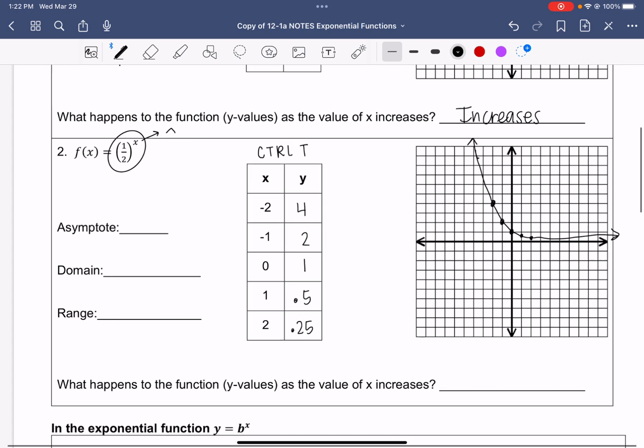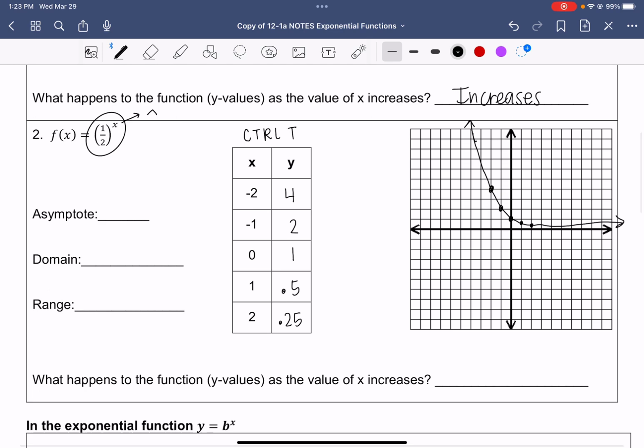But again, our asymptote, where does it get close to but will never ever touch? This is going to continue going up and to the left, but my graph eventually will flatten out, even or parallel with the x-axis. So again, our asymptote is the x-axis, which has an equation of y equals 0.